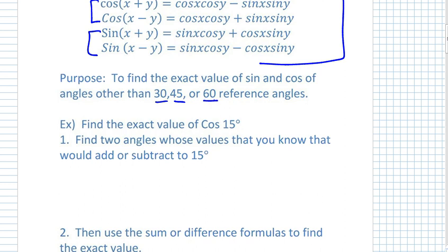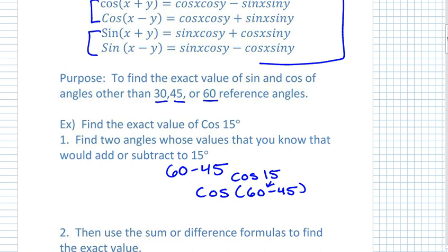2 of the values that we do know that would either add or subtract to 15. In this case, subtract to 15 would be 60 minus 45. And since it's cosine, we're going to figure out what the cosine of 60 minus 45 is. So we take that 15 and we make it into 60 minus 45.